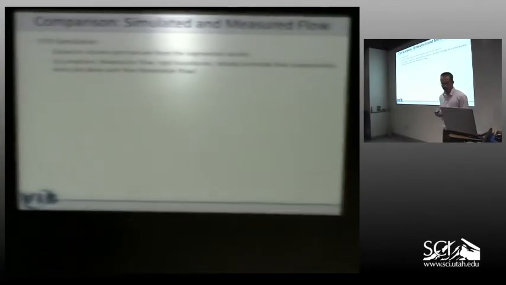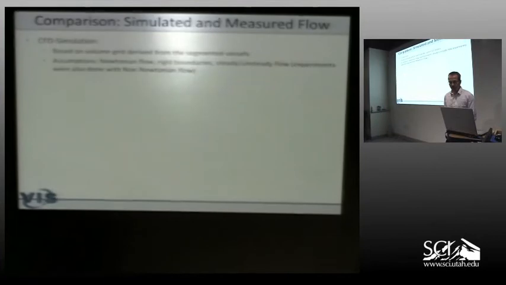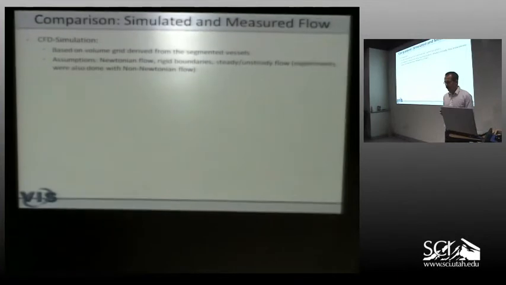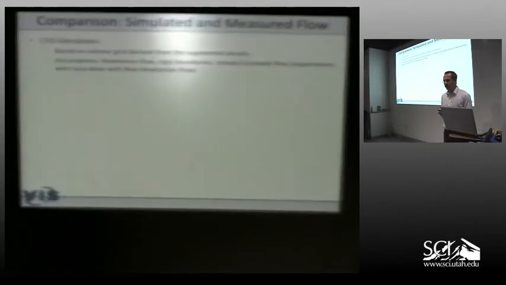A few remarks on simulated and measured blood flow. Simulated blood flow is based on a volume grid. Usually this is a grid where you have tetrahedra inside, and at the wall near layers you have three prism layers, so this allows to come up with a very high spatial resolution in these particularly interesting wall near areas.